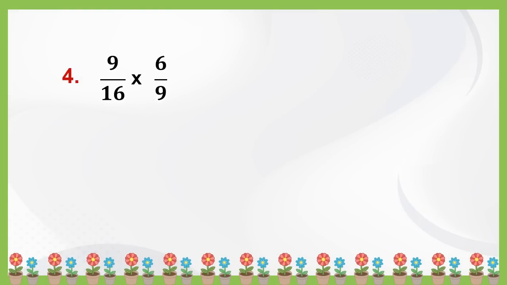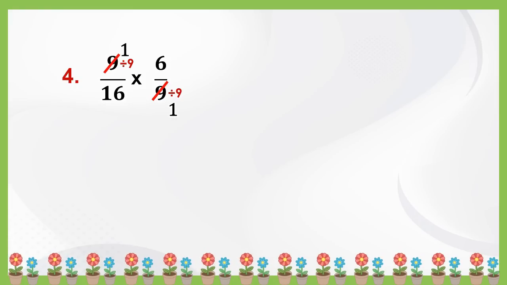9 over 16 times 6 over 9. So there is a pair of numerator and denominator that have common factor. They are numerator 9 and denominator 9. The common factor is 9. So 9 divided by 9 equals 1.